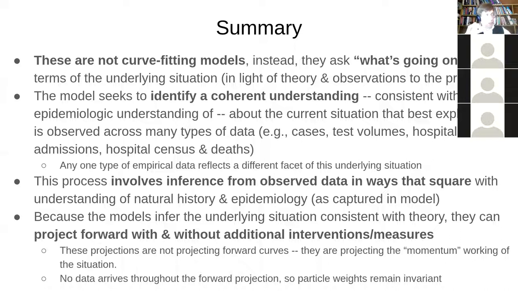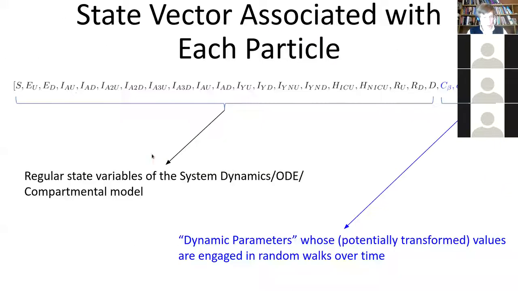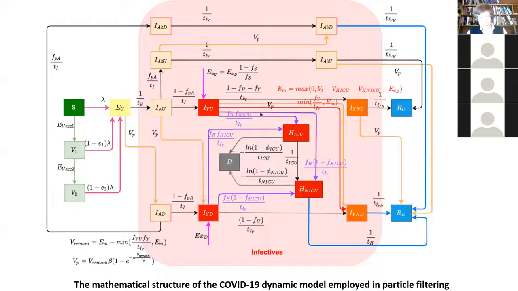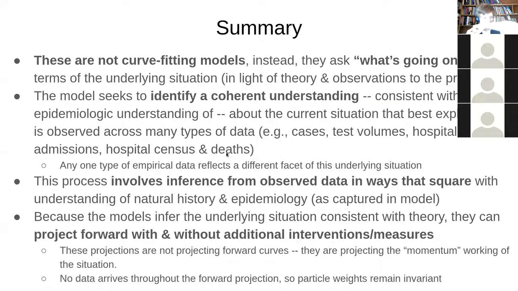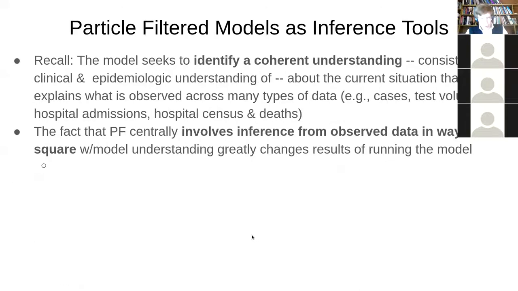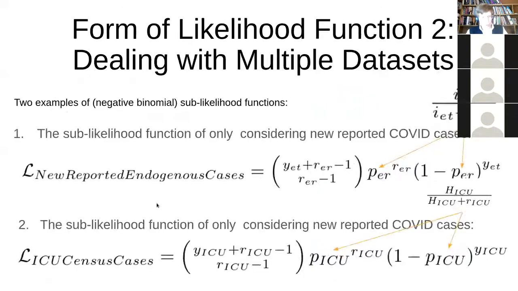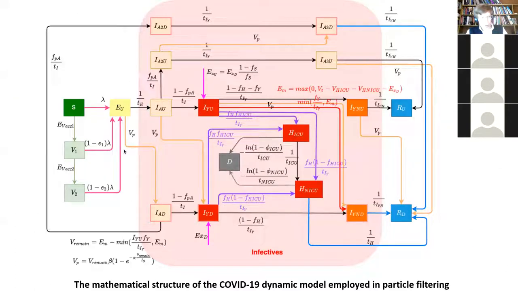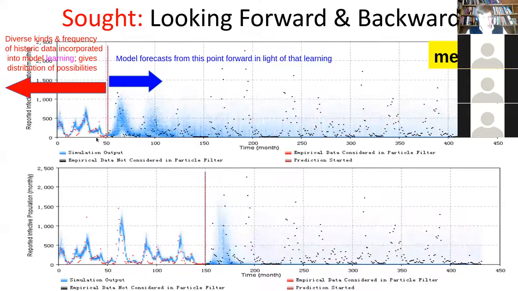We're mapping these data from the world to an understanding about this underlying situation consistent with this kind of theory as captured by this structure. And this process involves inference from the observed data in a way which squares with our theory as captured by the model, with wiggle room, with recognition that the theory is incomplete and has its limitations. But once we've done that, we can take this model and project forward with or without interventions. In other words, we can take this model, project it forward from now, just as Xiaoyan will be talking about in her talk, and see what's coming up, for example.